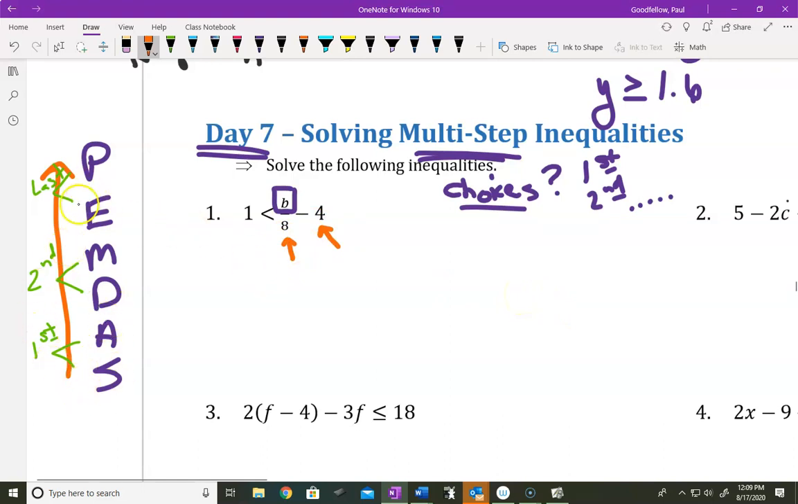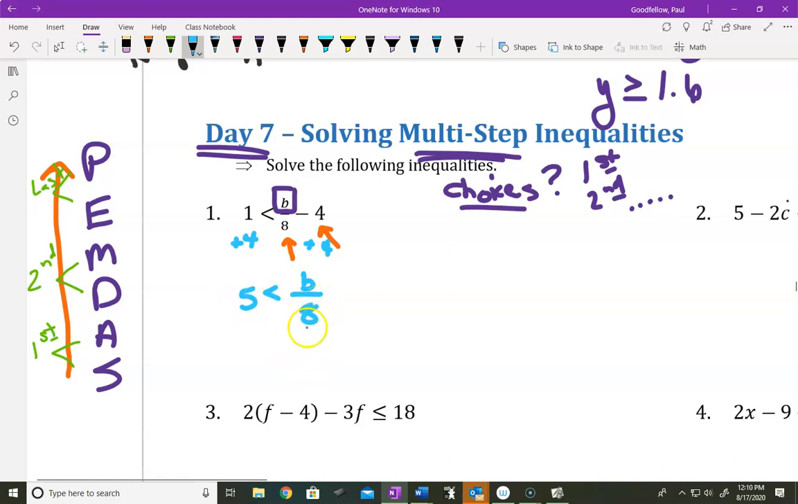Well, PEMDAS in reverse tells you exactly which one to move first. It says move the additions and the subtractions first. Well, this is a subtracting 4 concept, and it makes sense that that should be the first one to be moved off. So the opposite of subtracting 4 would be to add 4 to both sides, and I'd end up with 5 is less than B over 8. And now I've gotten rid of the 4. I made that choice that had to go first.